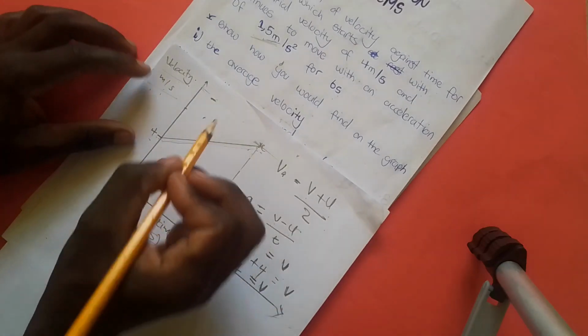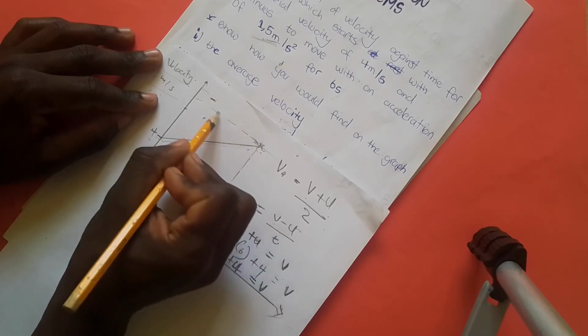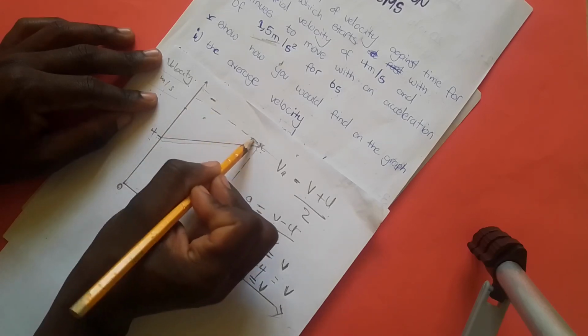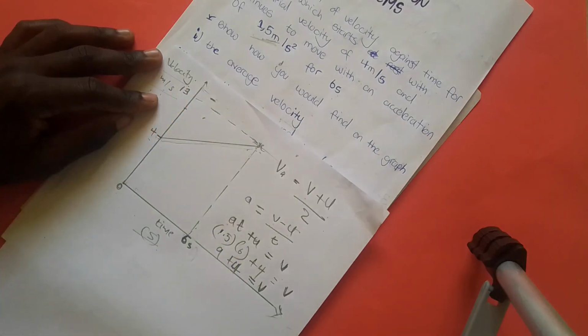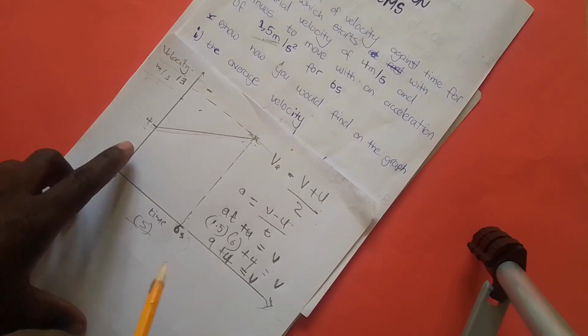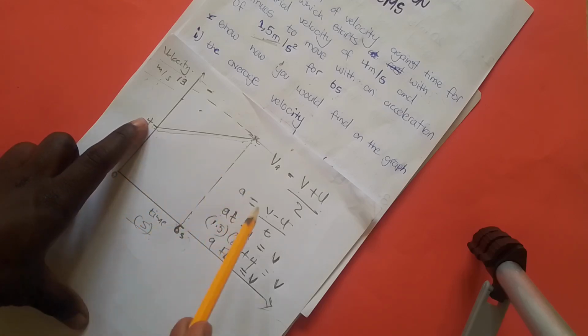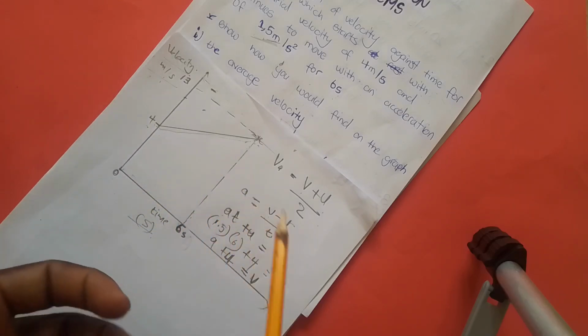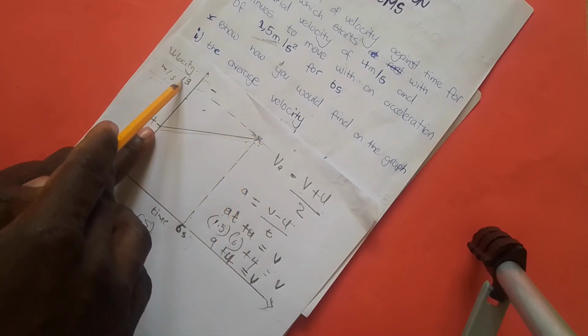So we can now see on the graph that for 6 seconds the body was accelerating, it reached 13 meters per second. I hope that's clear to everyone. So this is now the graph. The body was initially moving at 4 meters per second. Then it was accelerating for 6 seconds. For the 6 seconds it was accelerating, it increased in velocity to 13 meters per second.